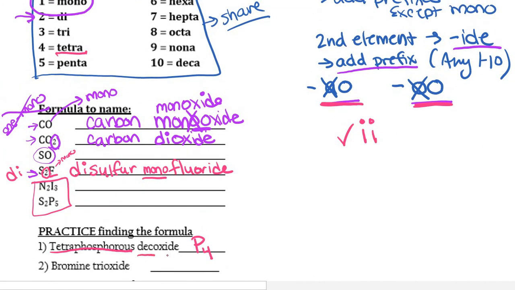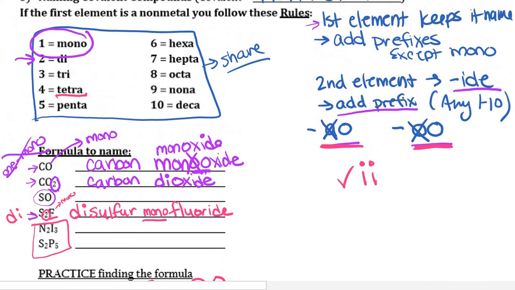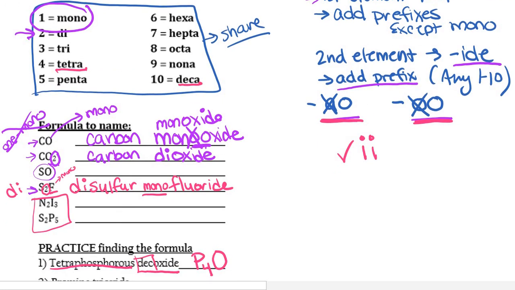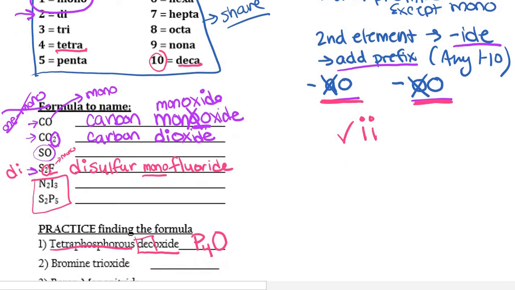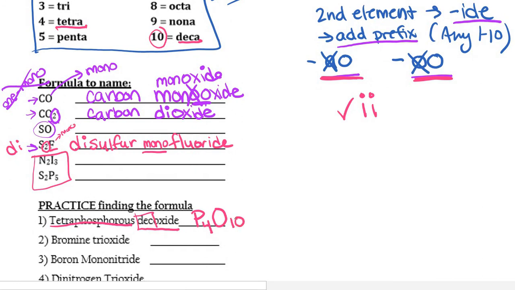Now I see decoxide. So I'm going to look at my prefix, dec, and then I know that oxide is oxygen. I look up here, and I see deca, not dec, but remember we cancel out that AO combination. So this was deca, and so we'd have P4O10. We're not crisscrossing. We're just literally writing the subscripts because it tells us in the name.